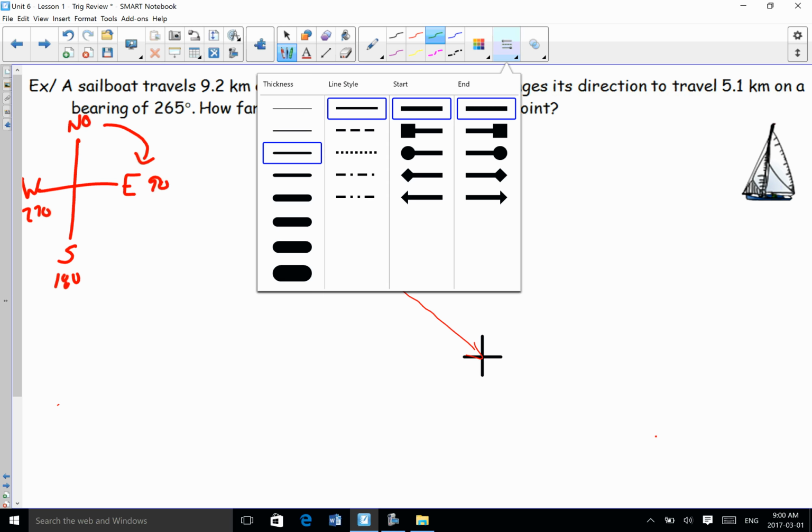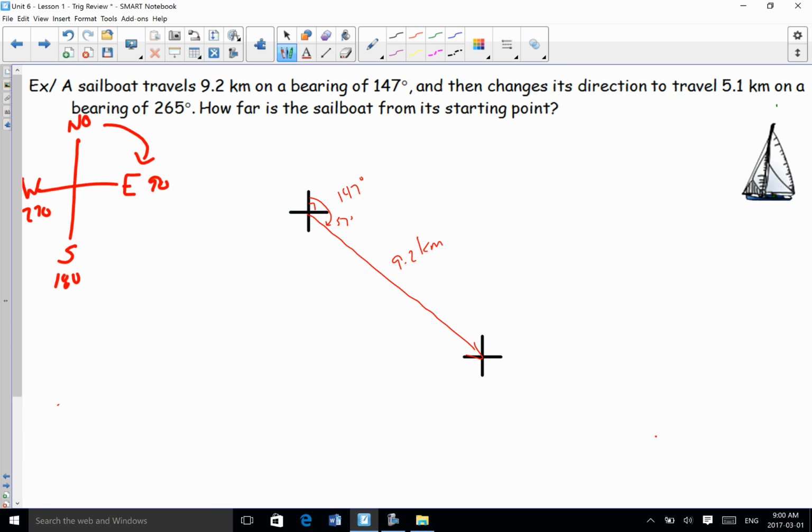Our boat's now going to travel 5.1 kilometers on a bearing of 265. So 265 is not quite 270, it's just below 270, so it's going to be like this. Right there, 265. And it's going to go 5.1 kilometers. And we want to know how far is the sailboat from the starting point. So really, we want to know this.